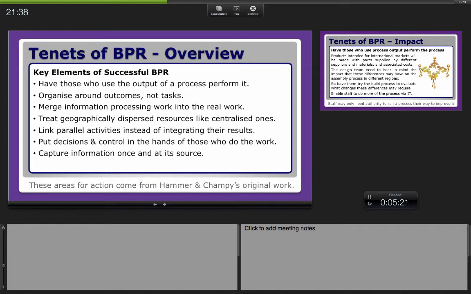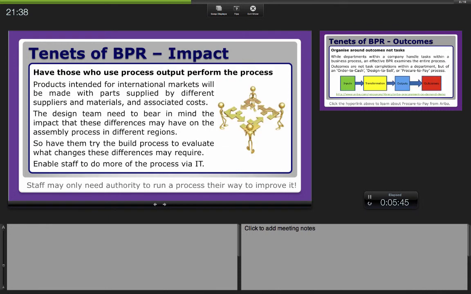Treat geographically dispersed resources like centralised ones. Link parallel activities instead of integrating their results, and put decisions and control in the hands of those who do the work. And finally, capture information once and at its source. These are the Hammer and Champy kind of elements from the book which I talked about in an earlier movie.